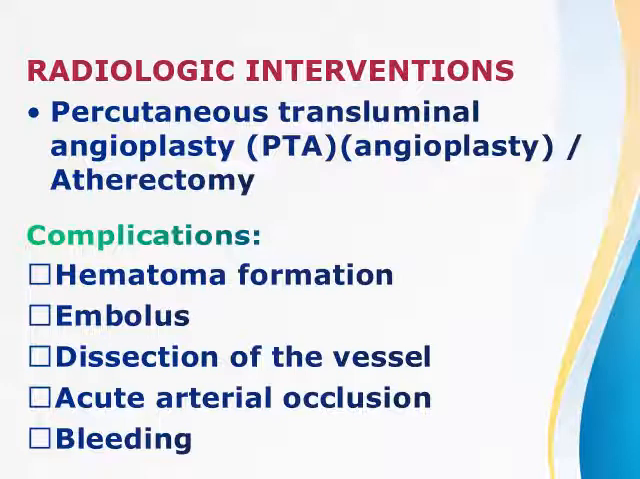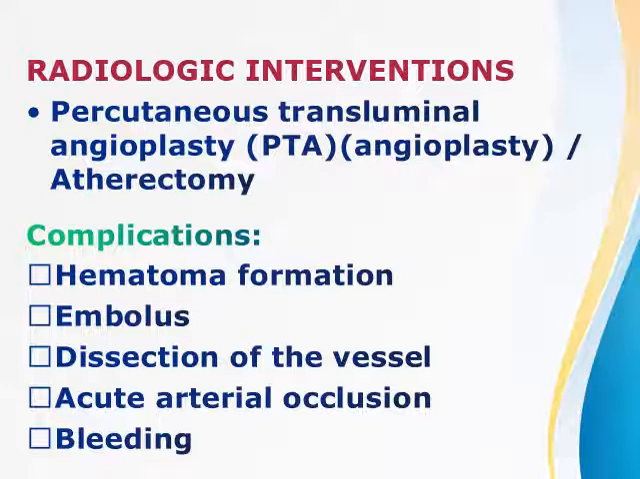So what happens in your PTA is that a balloon is inserted through the injured blood vessel or damaged atherosclerotic blood vessel, and then a balloon will be used to inflate and to increase the diameter of the lumen of your arteries. In atherectomy, there is removal of the atherosclerotic plaque. Then complications possible after the surgery, there might be hematoma formation, embolus, and then dissection of the vessel, acute arterial occlusion, and then bleeding.